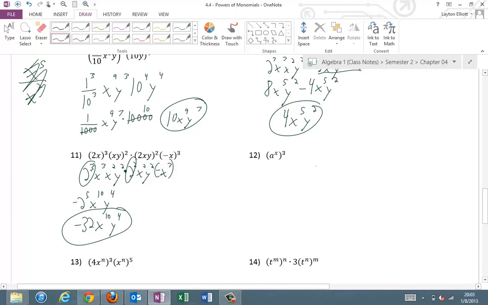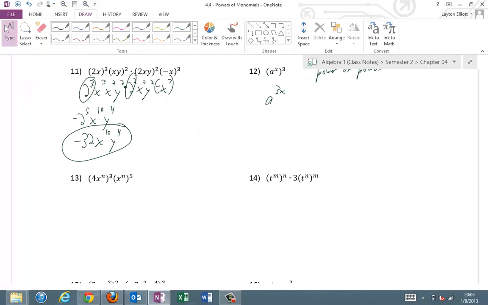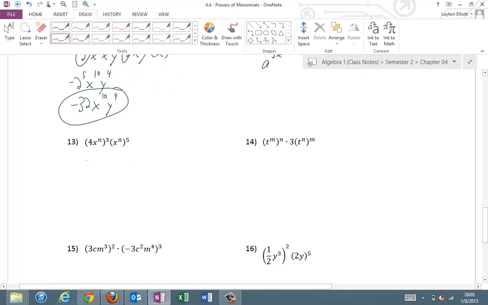Number 12. All you have to think is power of powers, which means raise exponents, multiply them. That's a to the 3x. And that's it. That's all you can do with that one. Number 13, power of powers, but don't forget the 4. It's really 4 to the 1. So this becomes 4 to the 3rd, x to the 3n, and then x to the 5n.